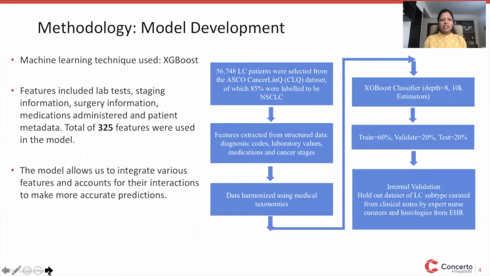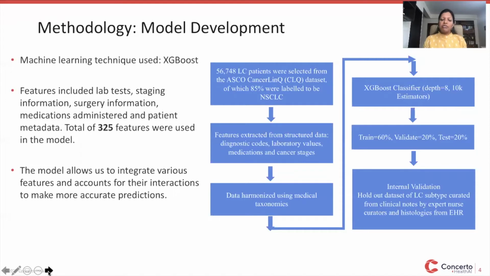We used the machine learning technique called XGBoost, and our model included features such as lab tests, staging information, surgery information, medications, and patient metadata. All in all, our model had 325 features. And the model allowed us to integrate various features and also account for interactions between these features, which we believe makes our model predictions more accurate.